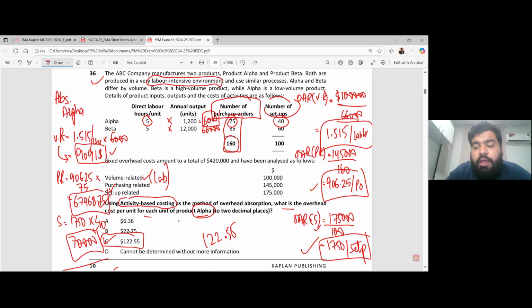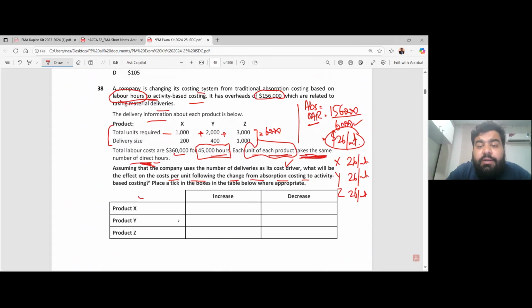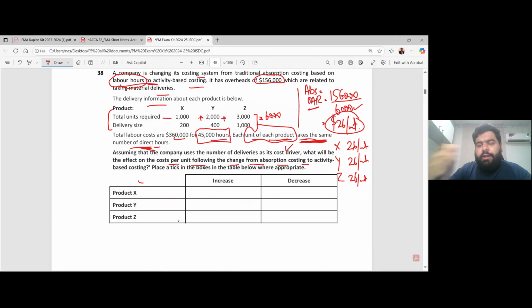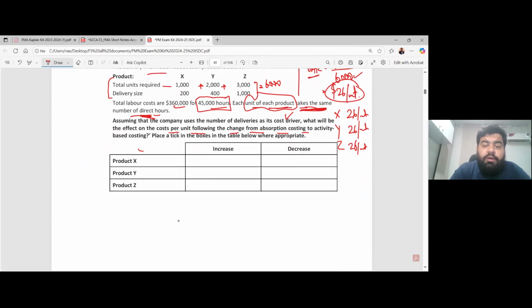And if labor hours are not given, you can use units directly. In case they clearly say that all the products take the same labor hours, you can just calculate per unit and it will be the same for all the products. So it is 26, 26, and 26 for all of them. Now we will calculate according to ABC.